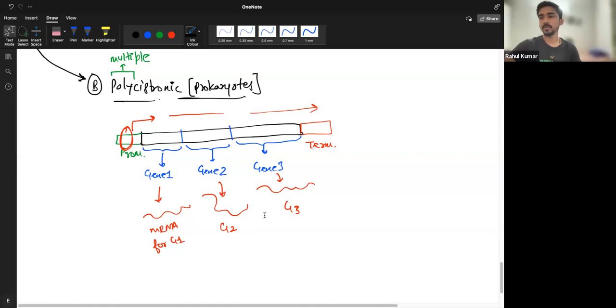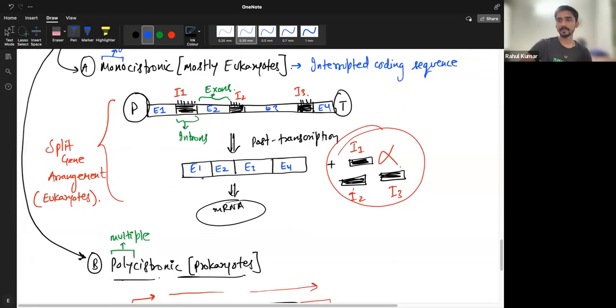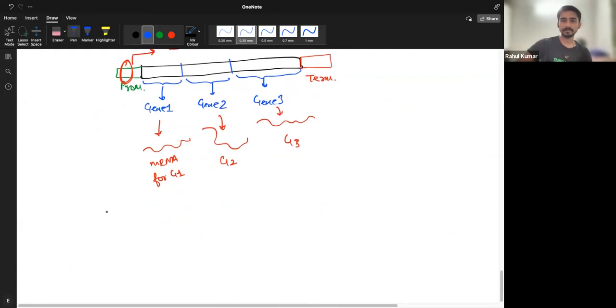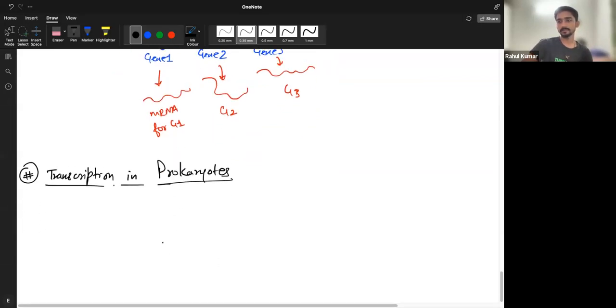So let's talk about bacteria first. Similarly, we are going to study two different kinds. They're not very different. They're very, very similar, except for the part where the mRNA is processed. So first, let me tell you the process of transcription in prokaryotes. Now you know that in prokaryotes there is polycistronic.